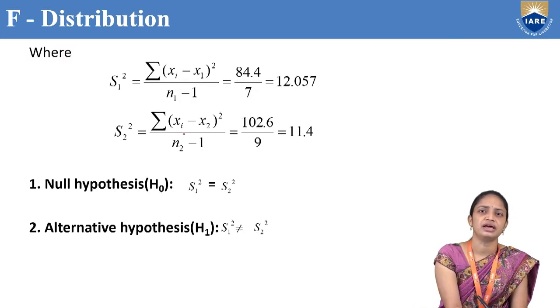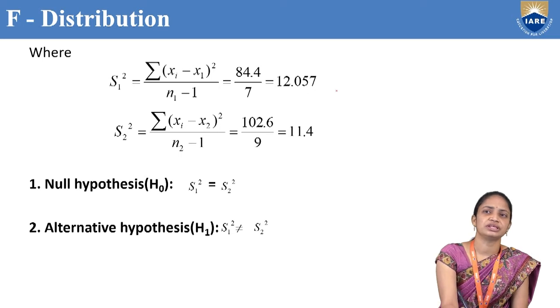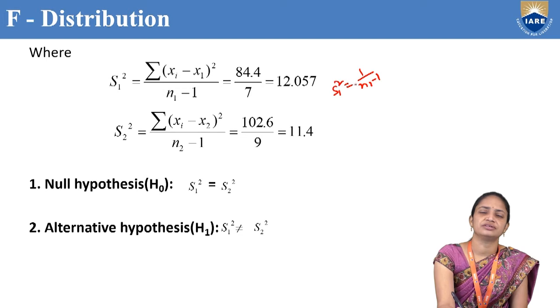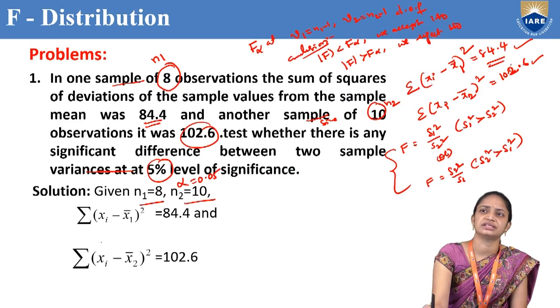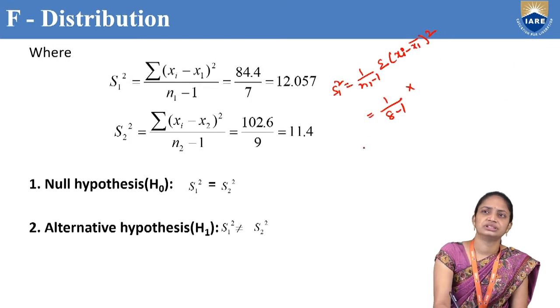Okay, so now we have to follow the procedure. Before that we need to find s1 square and s2 square. So what is s1 square? We know that s1 square is equal to 1 by n1 minus 1 summation xi minus x1 bar whole square. Here n1 is 8, so 8 minus 1, into summation xi minus x1 bar whole square, which is 84.4. After solving this, we get s1 square equal to 12.057.